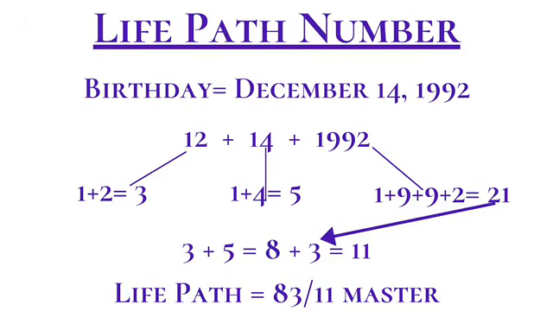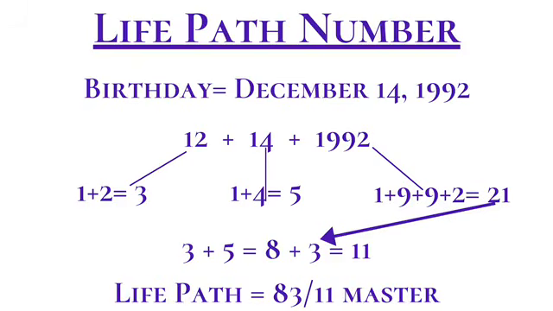And the master numbers are different than the other numbers in numerology because they hold the energy of the double digits, and we do not add the two digits together in these situations. So if you have either an 11, a 22, or a 33, you will not add the two digits together. You will just keep it as is, and you basically have a master number as a life path number.